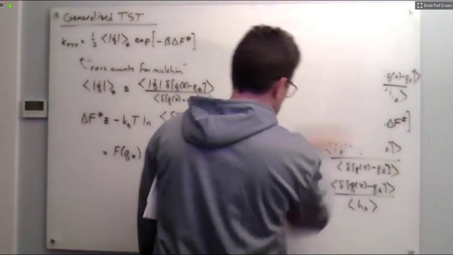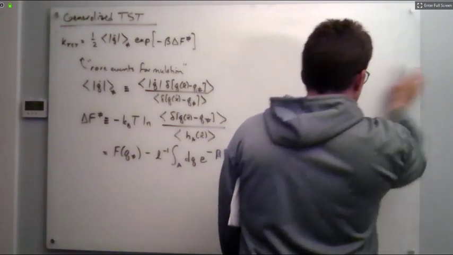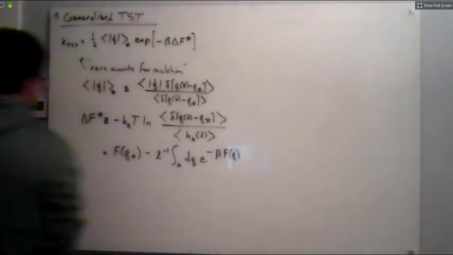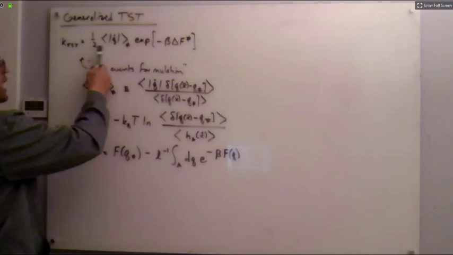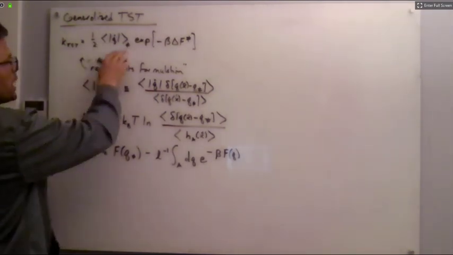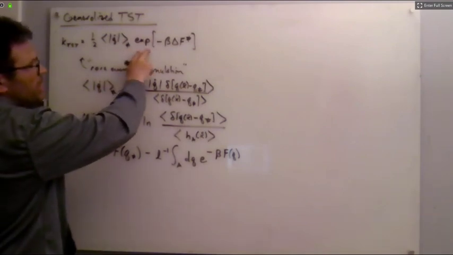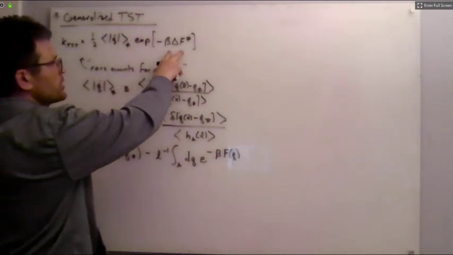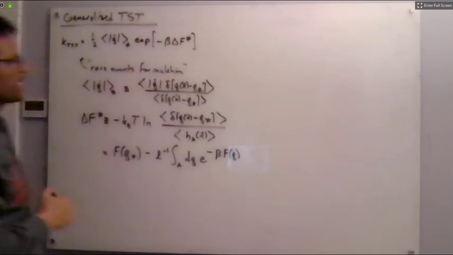Okay, so I've taken the results that we just developed and written them on the left, and summarized again what we have here. We showed that the transition state theory rate constant, according to this generalized formulation, is 1/2 of the absolute average velocity along your reaction coordinate Q at the transition state, multiplied by e to the minus beta delta f double dagger. This is a Landau free energy barrier, and I will talk about that in just a moment.